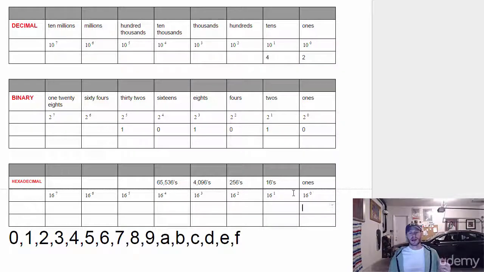And then the second thing to point out is you can only have one digit in each of these placeholder spots. If you have two or more digits there, the number won't make sense. You can only have one digit in each of these spots.